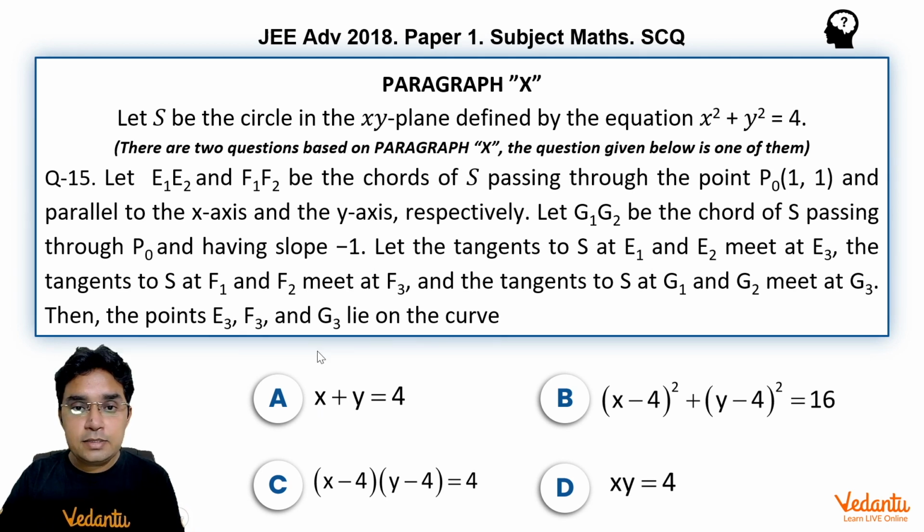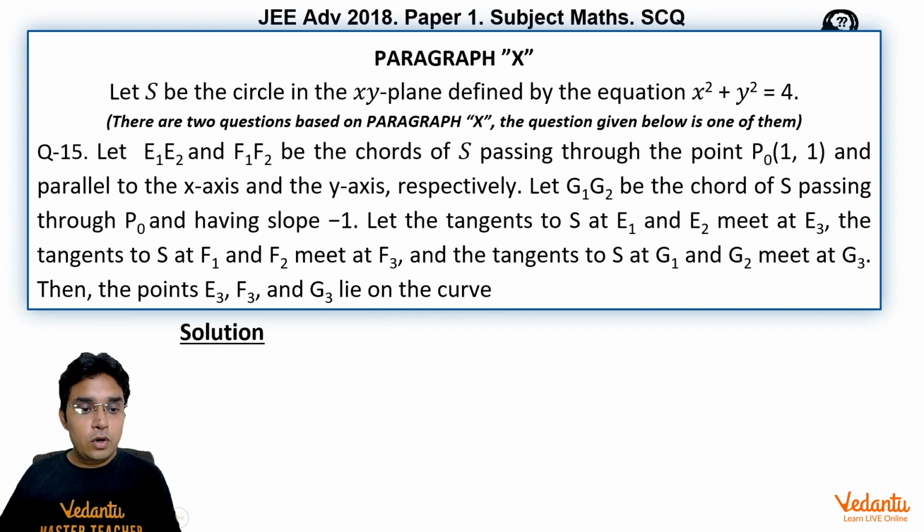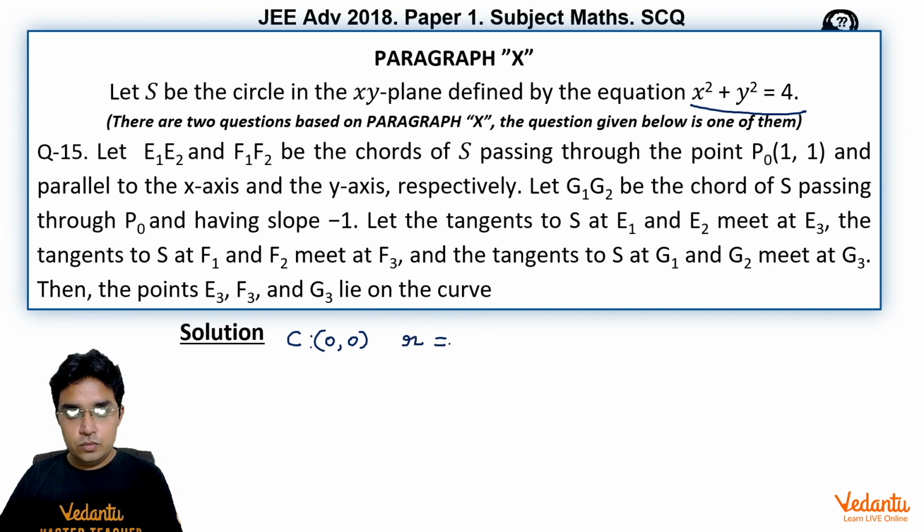Okay, so let us first try to understand what all informations are given in this question. We are given a circle. And clearly we can write directly center of this circle is 0, 0 and radius is 2. Okay, and then we are given three chords E1, E2, F1, F2 and G1, G2 all passing through point P0.